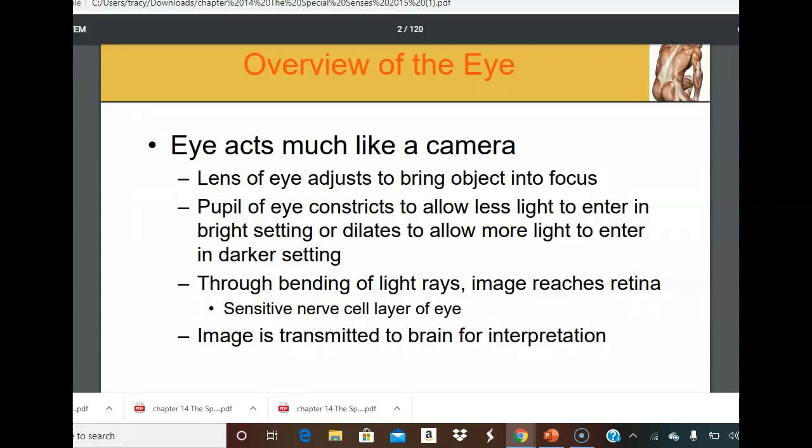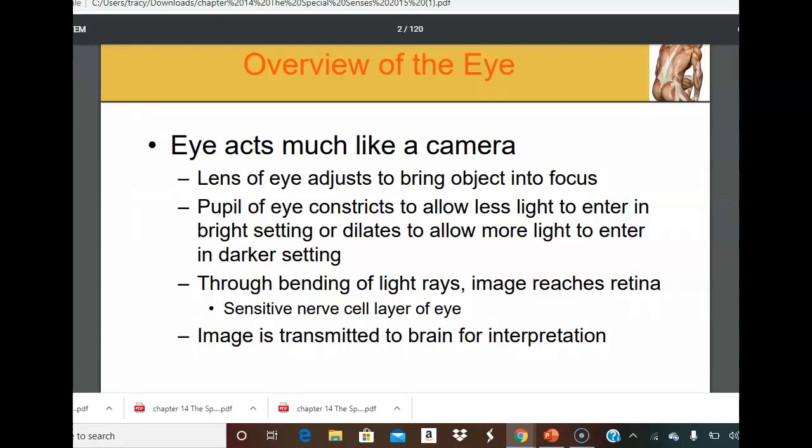Then we have an opening that allows a certain amount of light to enter, okay, and that area is the pupil. That's actually the area within the color part of our eye, which is called the iris, okay? And that pupil, the muscles can either relax and open up and dilate and let more light in, or it can constrict and allow less light in, okay?